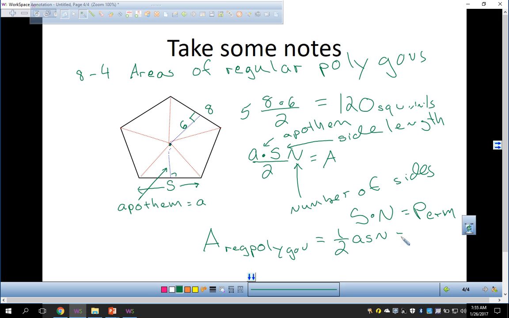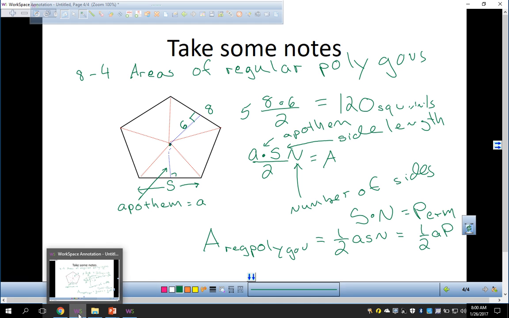Which is equal to 1/2 A times P, where P is the perimeter, or the apothem times the perimeter divided by 2. So if you know the perimeter, you don't have to know the number of sides and anything. Get that? Maybe? Yeah. So I have one more example in here, and then we're going to do some practice.